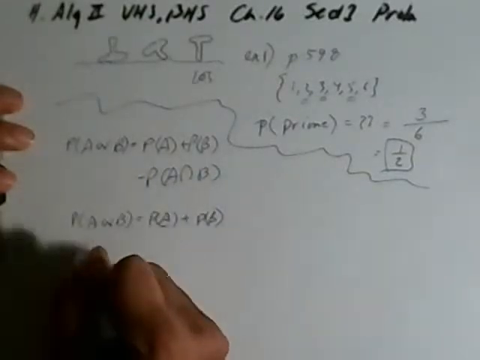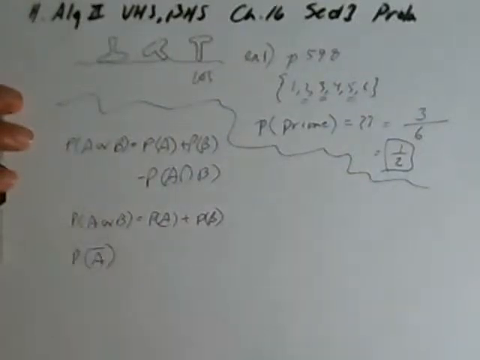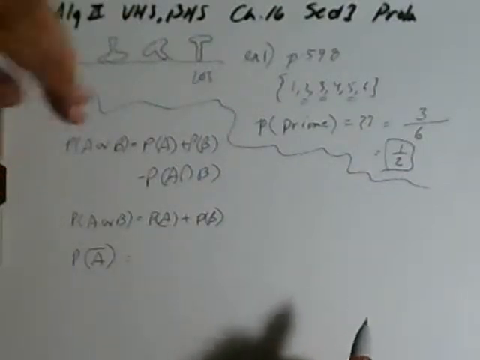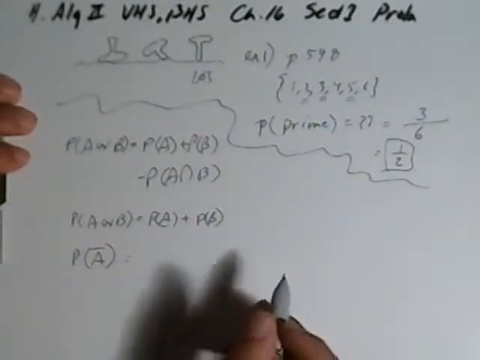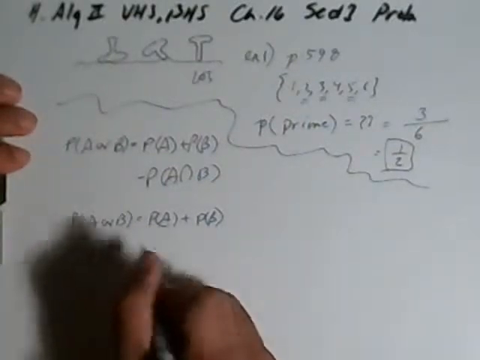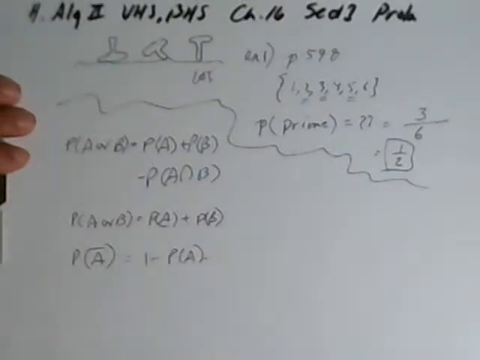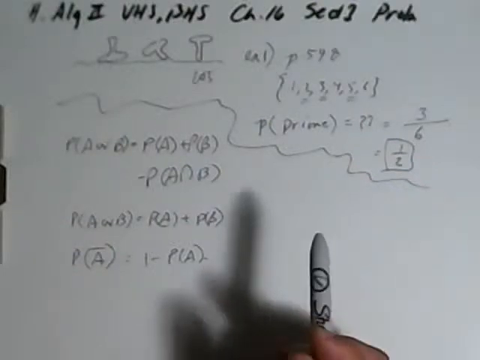Also, the probability of A complement, right there, that's called a complement. Let me get this a little bit closer so you can see better. The probability of A prime, or the complement, is equal to 1 minus the probability of A. And that's pretty simple. You learned this last chapter. So let's get to example 2.